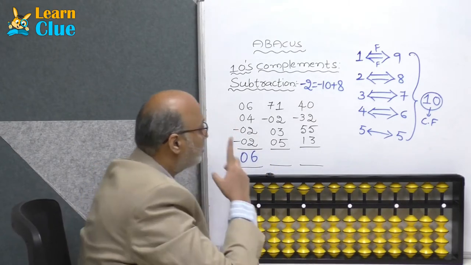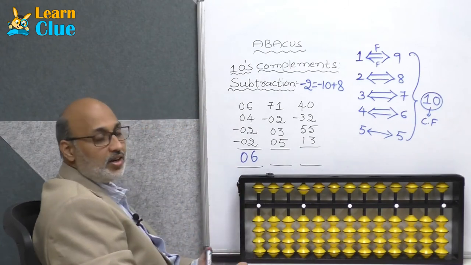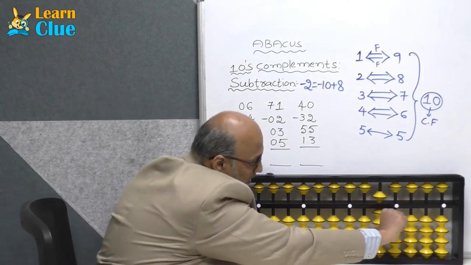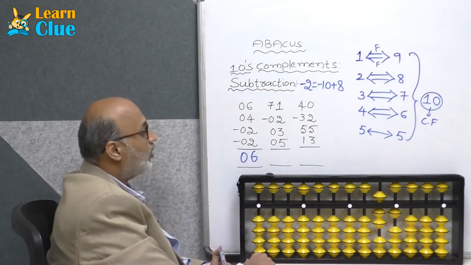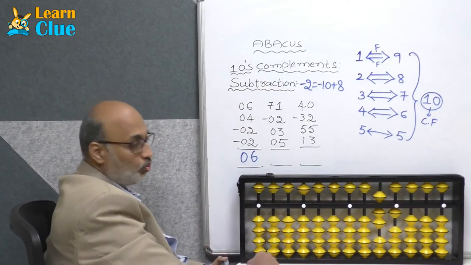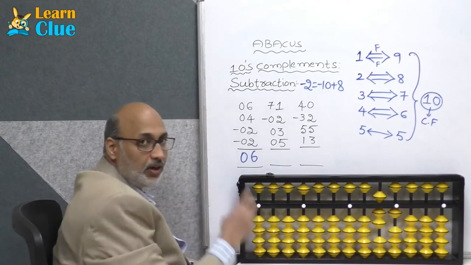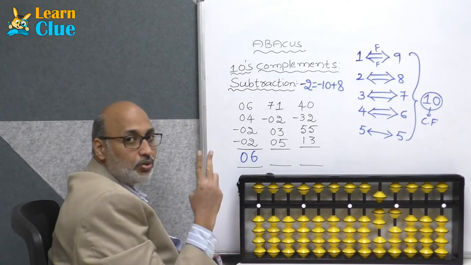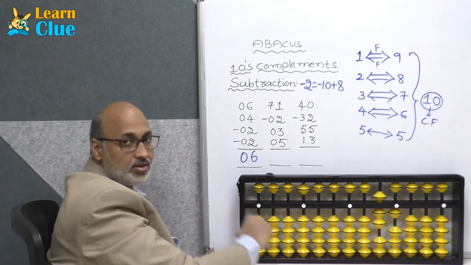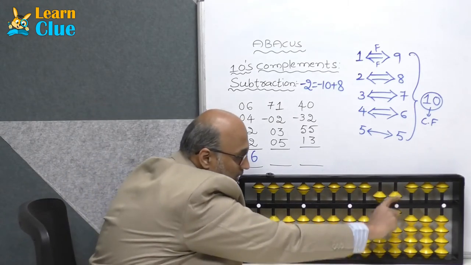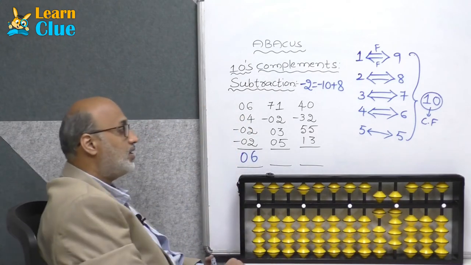Clear the abacus. See the problem. 71. 70 in 10's place, 1 in 1's place. Now they are asking minus 2. We have only 1 bead here, but we need to do subtraction of 2. So who is the friend of 2? 8. So minus 10 plus 8.